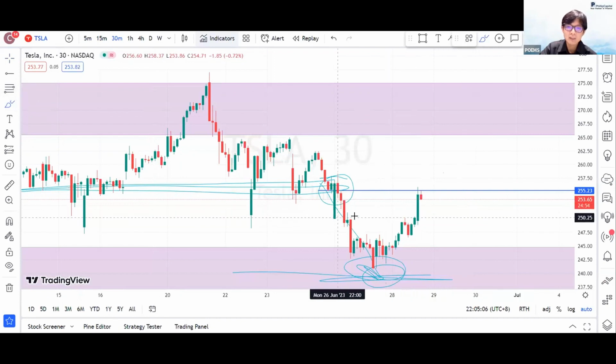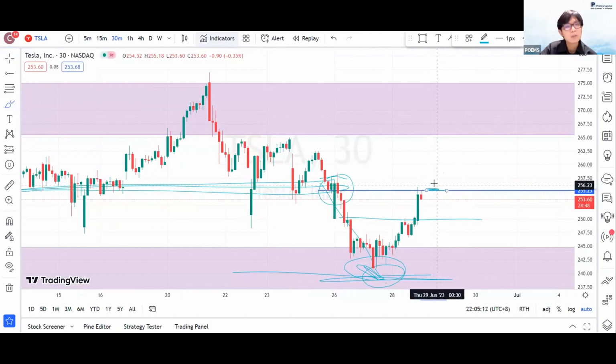Later we will take a look. If price can reject 250 and print a very strong bullish candle above 255, we might be looking at something else. Otherwise, for now, I will KIV this. Later, we will look at Tesla again.